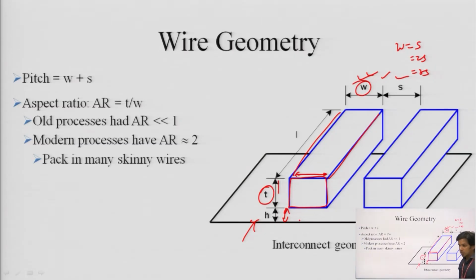Previously in the older technology nodes, when we talk about 180 nanometer and above, at that time the aspect ratio is very much less than 1, but in the modern process we have aspect ratio almost equal to 2, okay.